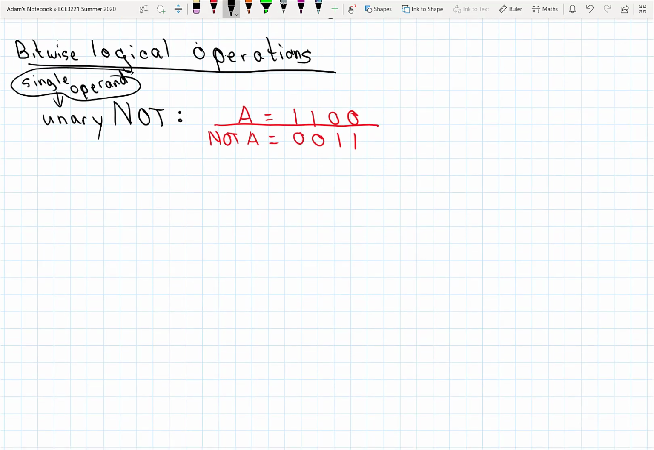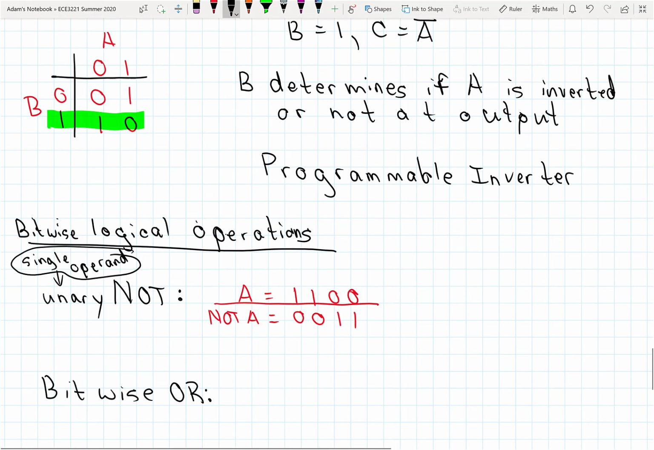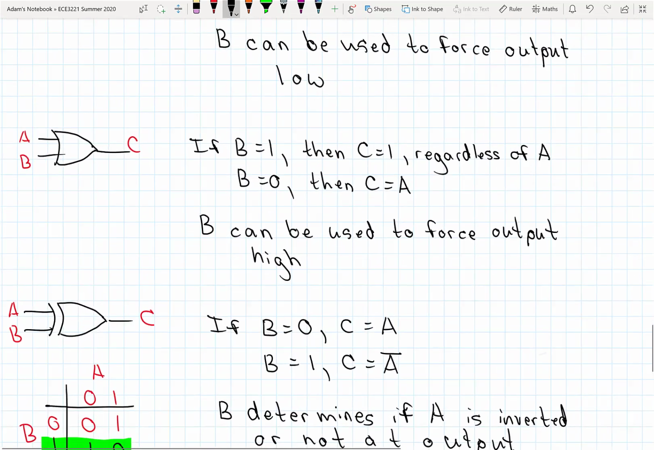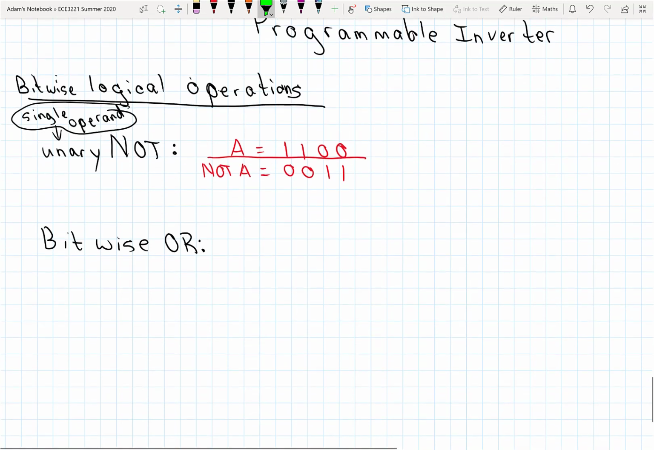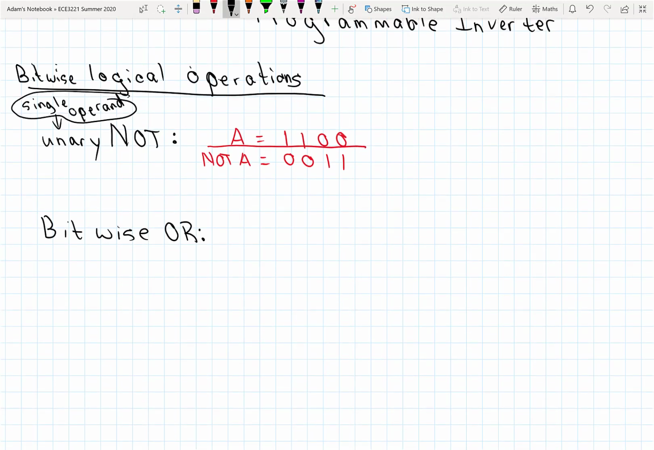Okay, let's use the same value of A and do a bitwise OR operation. Okay, so remember up above here we said that the OR operation could be used to force an output high. Or another way to think about that is we use it to selectively set bits.